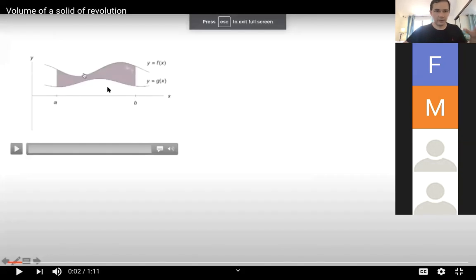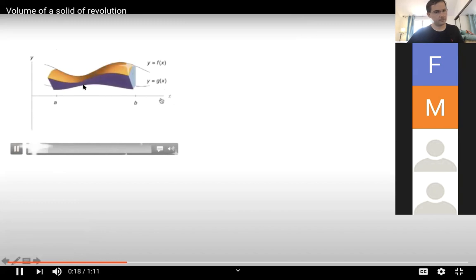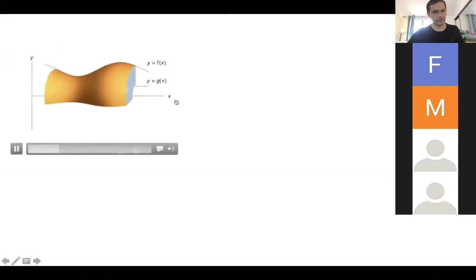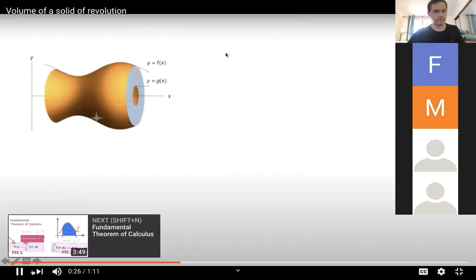Okay, so here are those two functions. This is a function f, and this is a function g. And let's say two functions on the interval a, b as shown in this picture. Consider the shaded region enclosed by the functions and by the two vertical lines x equals a and x equals b. This is the region that will be rotated. Let's rotate this region about the x-axis to get the solid of revolution. This is the three-dimensional solid of revolution that is unfolding in this picture. Let's call this solid S.